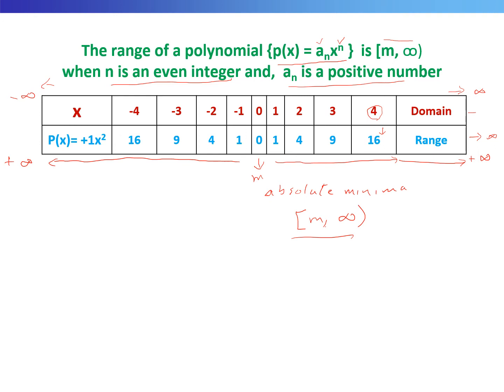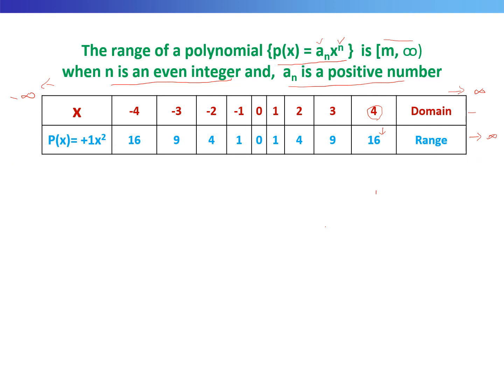A sub n must be positive. So A sub 2 here is positive. So we were able to use the table to prove this hypothesis. Now let's go ahead and try to also prove this hypothesis using the graph of the polynomial. So let's get the graph of the polynomial and compare it.